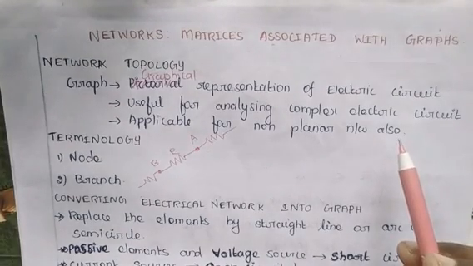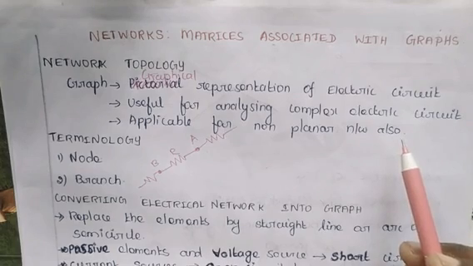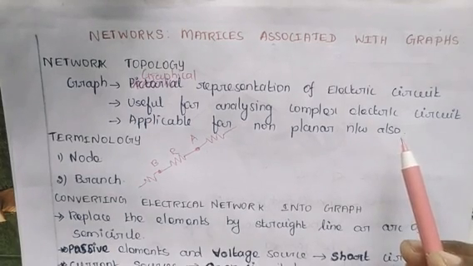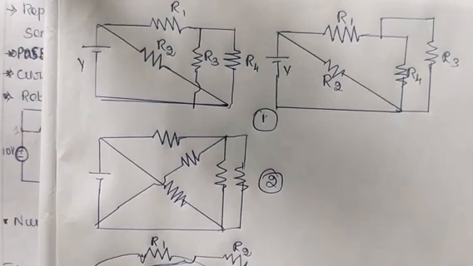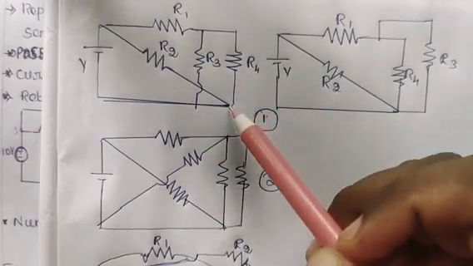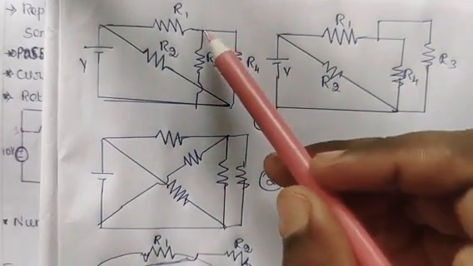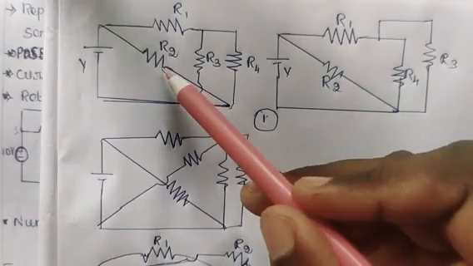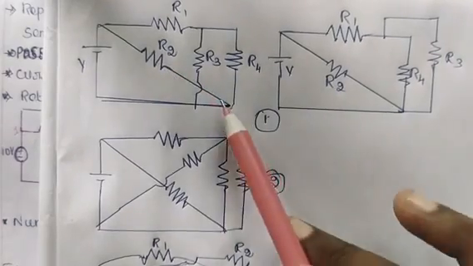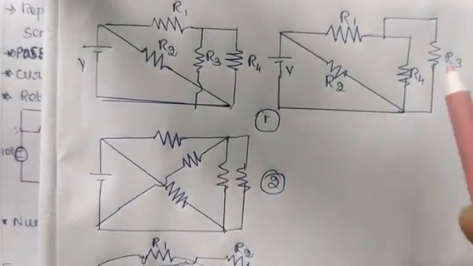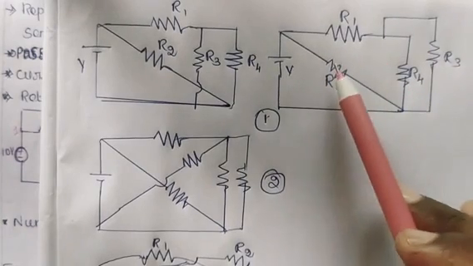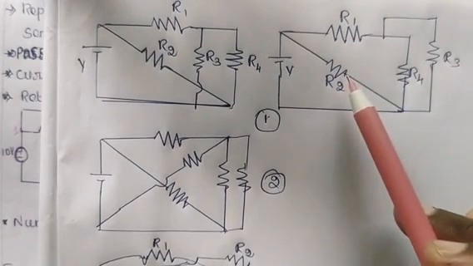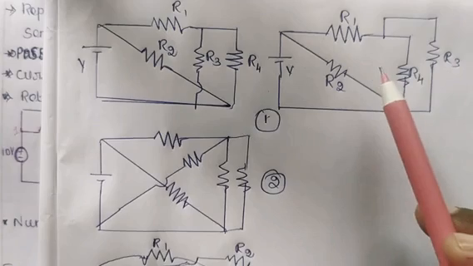A planar network is a network which can be drawn on a plane surface without any crossovers. For example, consider this electrical network. In this electrical network, the resistor R3 is seen to be crossing over the resistor R2. But I can redraw the same network like this, in which the resistor is not crossing the resistor R2. Okay, this is an example for planar network.